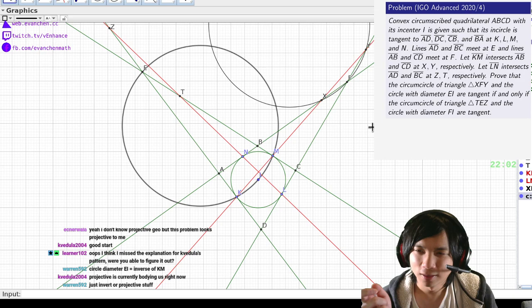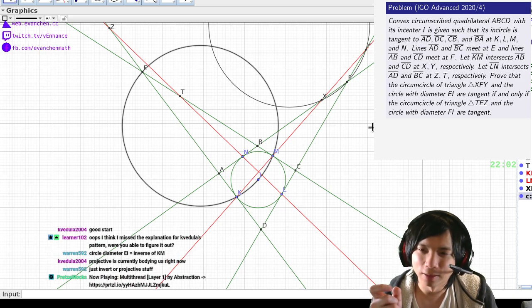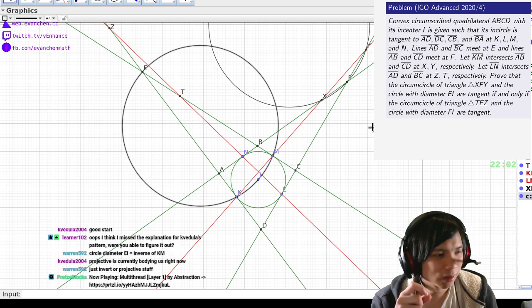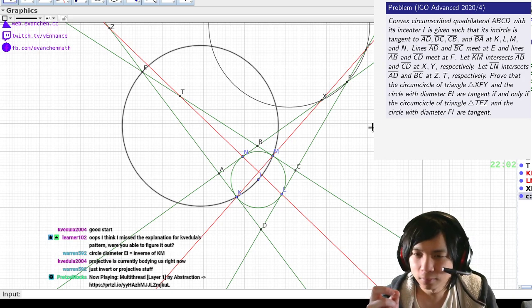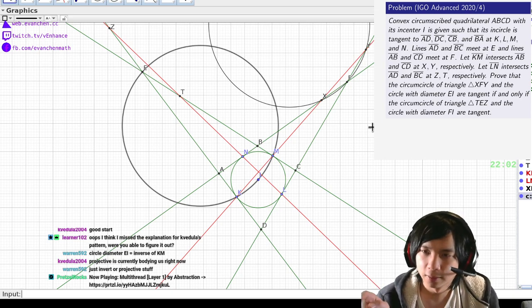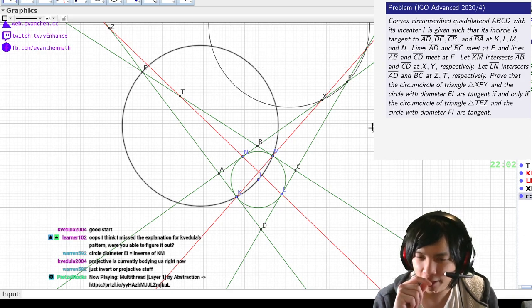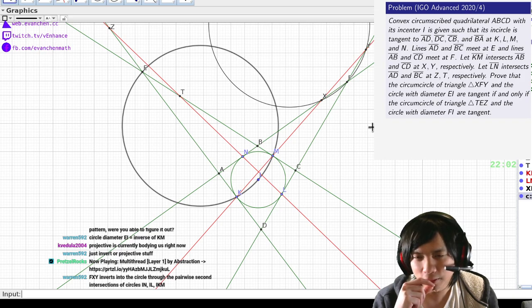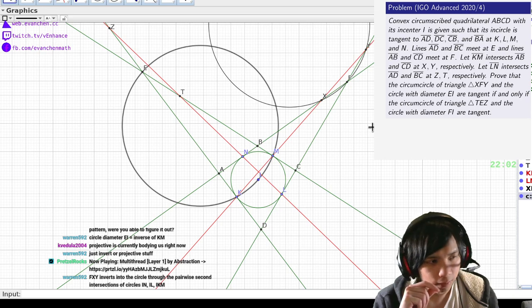What's the inverse of X? MK is like that giant circle, and then the circle of diameter IN, or something like that? So the inverse of line AB is the circle of diameter IN, and the inverse of line MK is KI. Okay, so how do I intersect the circle with diameter IN and the circle with diameter IE? They should intersect somewhere. Where is that intersection? IN, IL.